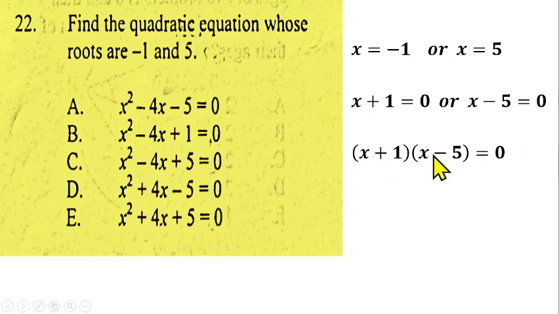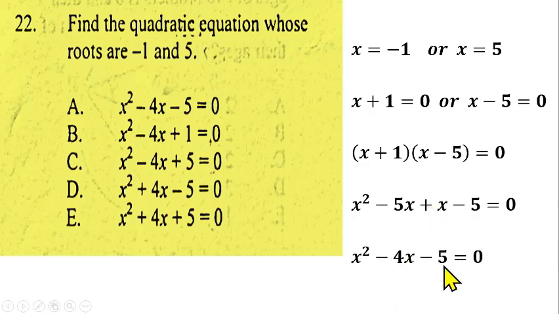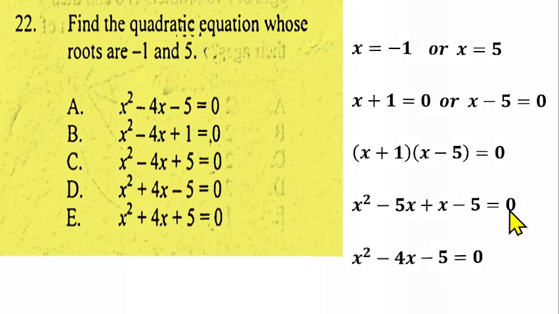Expand the bracket. x times x gives us x squared. x times -5 gives us -5x. 1 times x gives us x. Then 1 times -5 gives us -5 equals 0. So -5x plus x gives us -4x. We have x squared minus 4x minus 5 equals 0, which makes option A the right answer for question number 22.